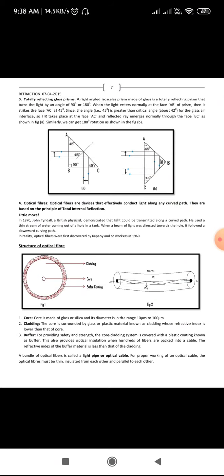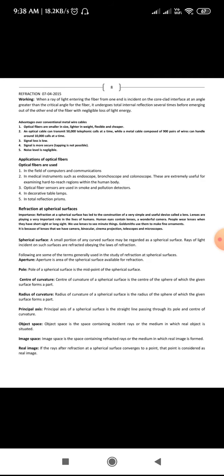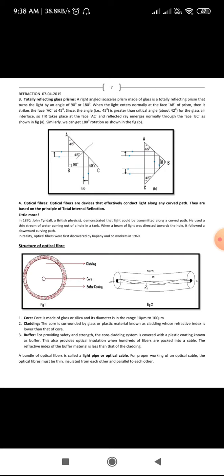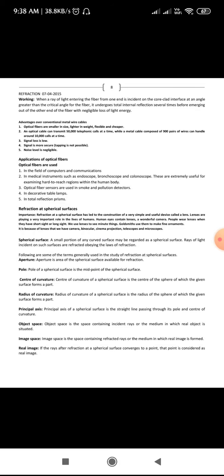See, this bundle of optical fibers is called a light pipe, or we call it an optical cable. For the proper working of this optical cable, the optical fibers must be thin, insulated from each other, and parallel to each other. So this is regarding the working of this optical cable.